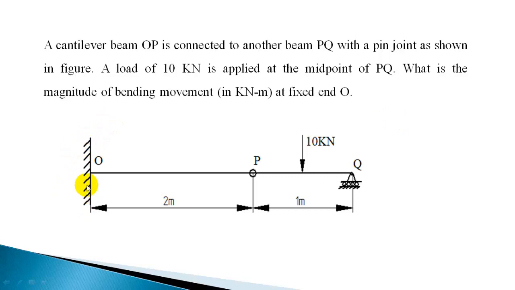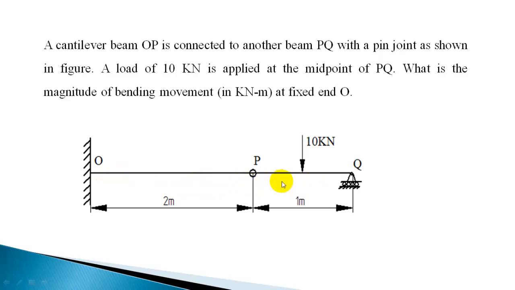So this is a cantilever beam OP, and it is connected to another beam PQ using a pin joint at P. A load of 10 kN is acting at the center of PQ, so that is at 0.5 meter from P. Now this can be detached into two beams, and we can find out the internal force acting at P. If you detach it, it will come as a simply supported beam and another cantilever beam.